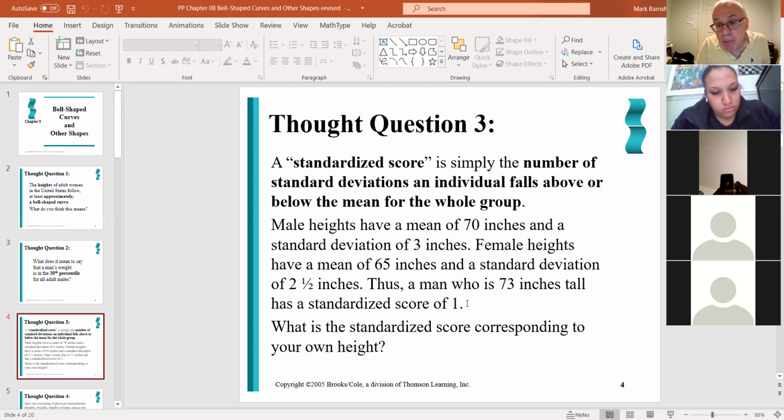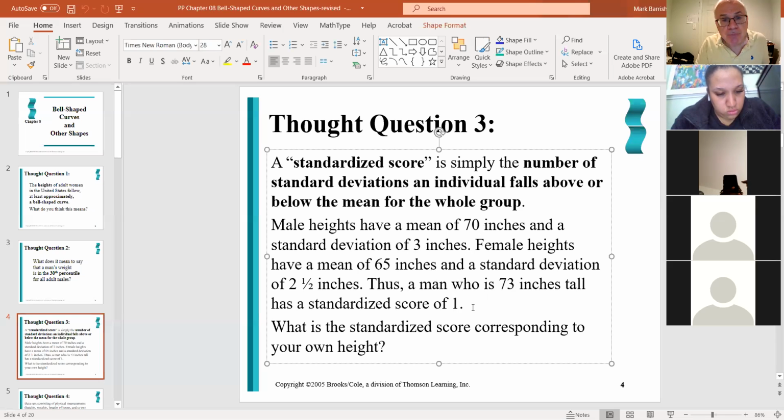What exactly does 1 represent? 1 represents the fact that this person who's 73 inches tall is 1 standard deviation taller than the average man. How do we know that? Well, the person who's 73 inches tall is 3 inches taller than the average man. But that 3 inches represents 1 standard deviation. 1 standard deviation is 3 inches. So we can say that that man is one standard deviation taller than the average man. Okay, 1 standard deviation taller.